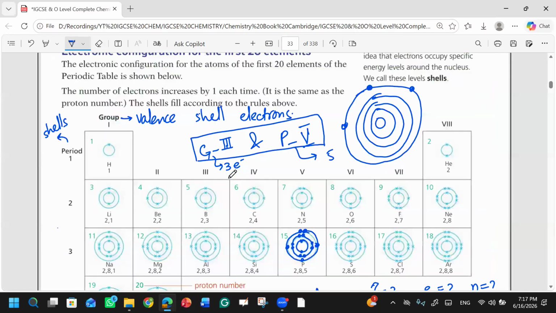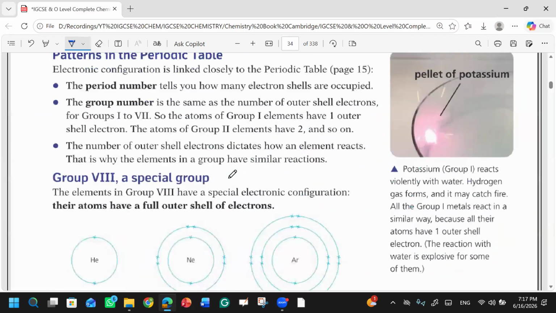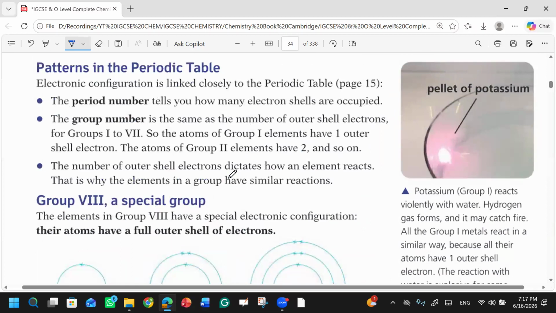Okay, now we are moving to the patterns in the periodic table. I have already told you that electronic configuration is linked closely to the periodic table. The period number tells you how many electronic shells there are. For example, if I talk about period number 3, it means there are 3 shells. And the group number is the same as the number of outer shell electrons. Outer shell means valence shell electrons.